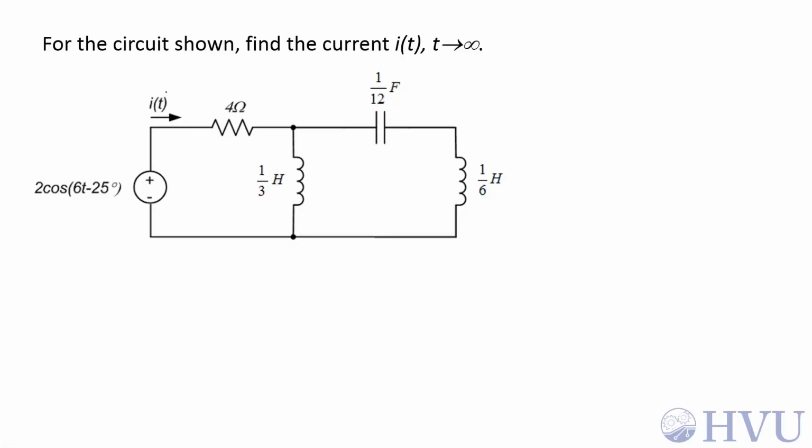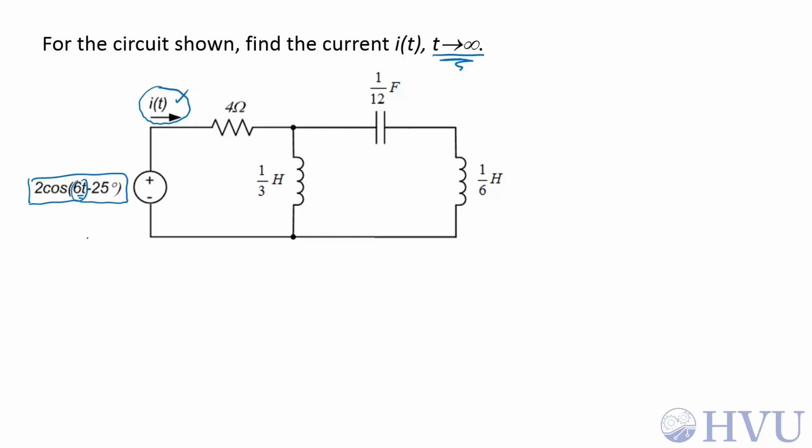For this circuit, we want to find the current out of the source as t goes to infinity. The input's a sinusoid with a frequency of 6t. That means that we're looking for the particular solution. We'll get a sinusoid out for I of t, which also has a frequency of 6t.